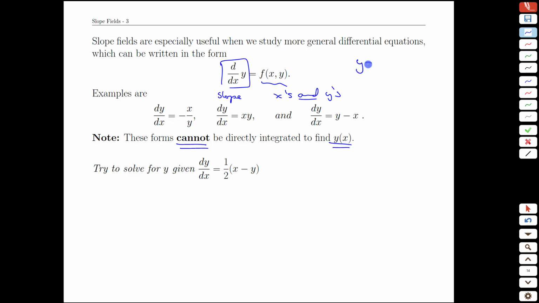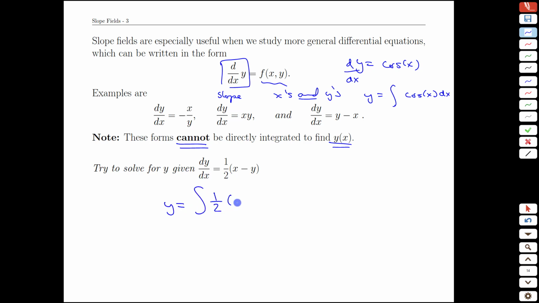Remember the last example we had was dy/dx equals cos of x. And so y was just the integral of cos of x dx. That's how we could invert the derivative. The integral is the antiderivative. However, here we would have the integral of 1/2 (x minus y) dx.